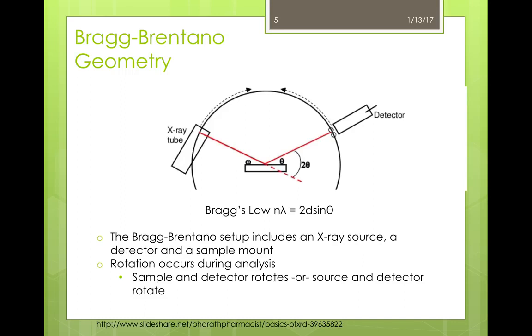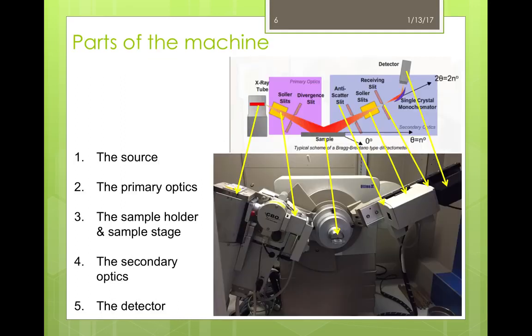Taking a little bit of a closer look, here are some more parts of the machine that you'll need to know. One is the X-ray tube, or the source. Just to the right of that are the solar slits and divergent slits, which make up the primary optics. In the very center is the sample holder and sample stage. Then to the right of that, highlighted in blue at the top, is all of the secondary optics. And then lastly, to the farthest left is the detector.